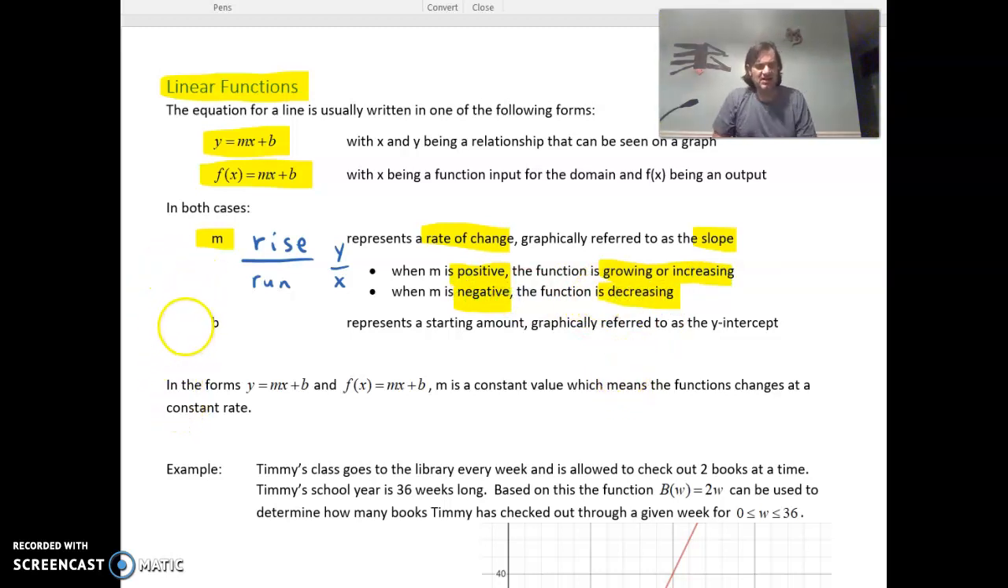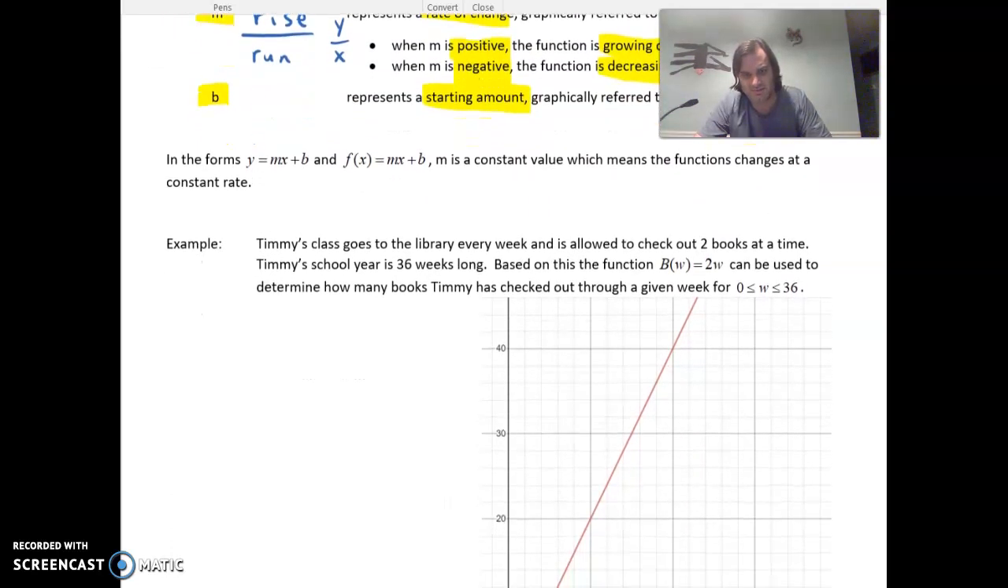On top of that, the variable b there, well, it's not a variable, it's a constant. It represents the starting amount. So with some of our functions, we'll talk about where they start, or the initial value. Sometimes graphically, you may have this connected to a y-intercept in your algebra brain.